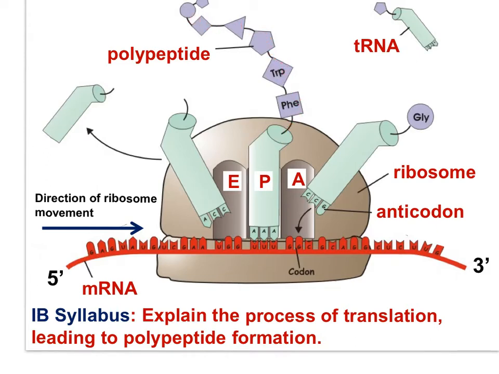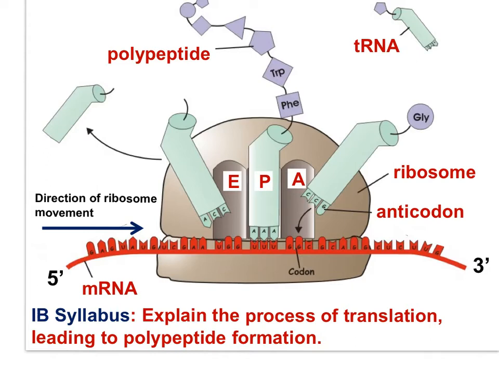Once the tRNA with the glycine enters the A site, or binds to the A site, peptidyl transferase will form a peptide bond between glycine and phenylalanine. The polypeptide chain will transfer to the tRNA in the A site for a brief moment as the ribosome translocates left to right, opening the A site for the next arriving tRNA.